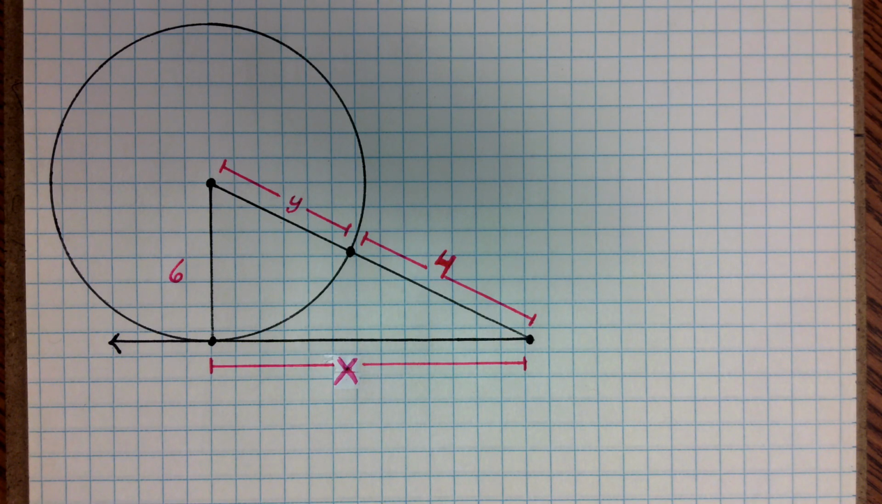Once again, we have a tangent line. Notice this line that's cutting across that doesn't enter the circle, but it touches it, makes contact at one point, and it creates a right triangle. And we want to solve for the missing sides of it.